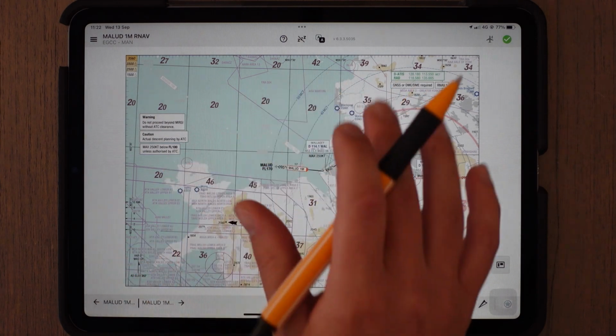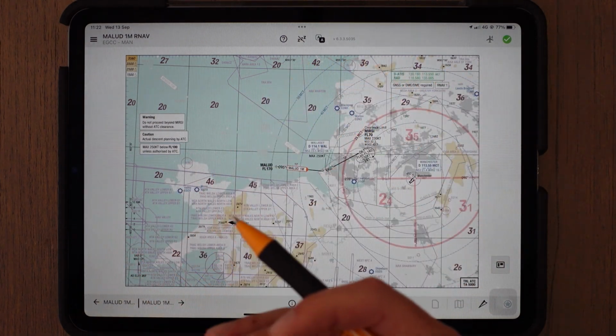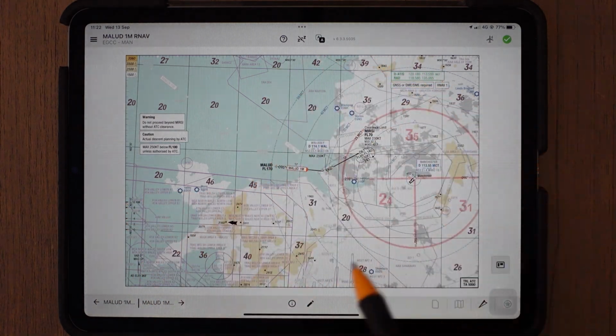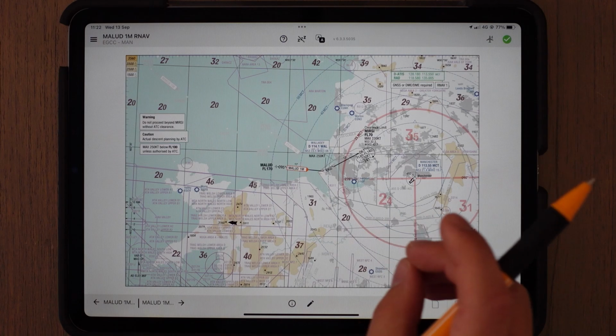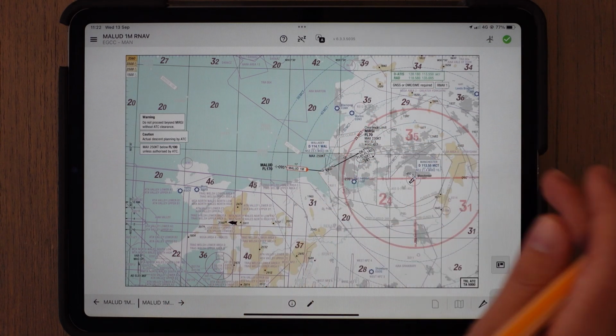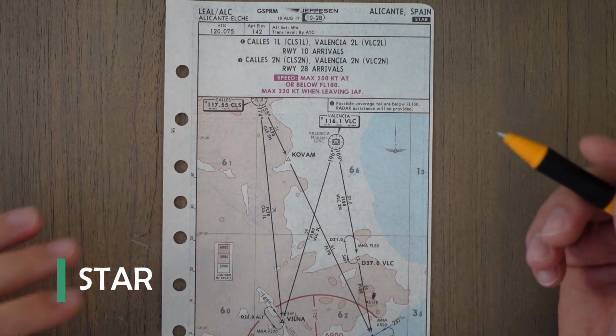This type of chart is called a Lido chart, which is what we use in my company, but you're not going to have a Lido chart in the exam, you're going to have a Jeppesen chart. So we'll have a quick look at one of the Jeppesen charts that's in that manual. We're going to have a little look at Alicante in Spain.